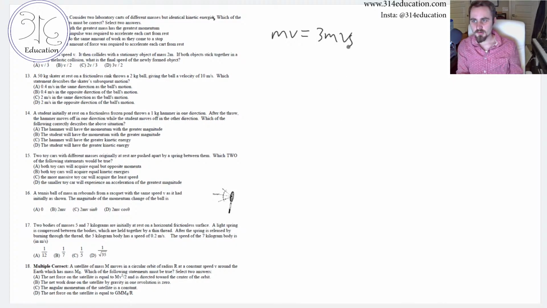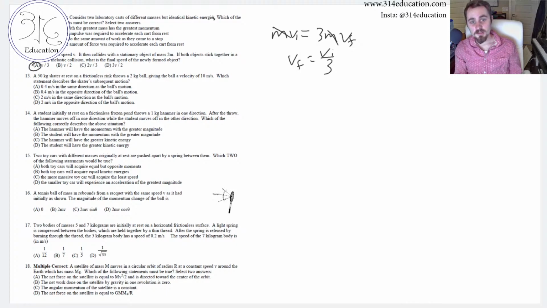And so to get our final velocity, we'll divide both sides by 3m, cancel the m, giving us vf is equal to 1/3 of our initial velocity. If anything, that should have a little i for initial, but they describe it as v, so we're just going to leave it. And that's going to be option A there. Any questions on how we set that up? Nope, you guys are following along great.